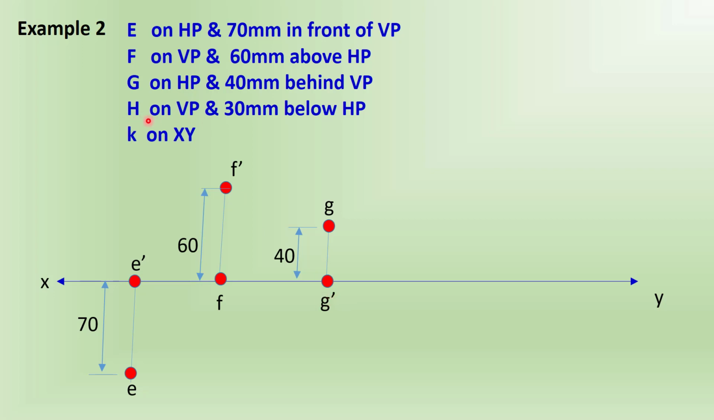Now next one, H on VP. H on VP, that is plan on XY line. So H on XY and below HP. So elevation below XY and it is 30 mm from the XY line. See, H on XY line and elevation 30 mm below the XY line. Now the last one is K on XY. On XY means plan and elevation will be on the XY line itself. So this is how we will be solving the projection of points.